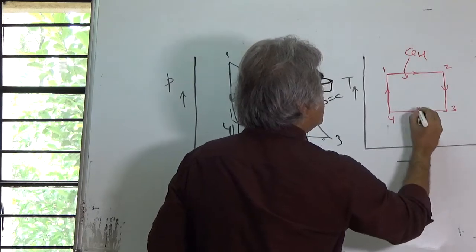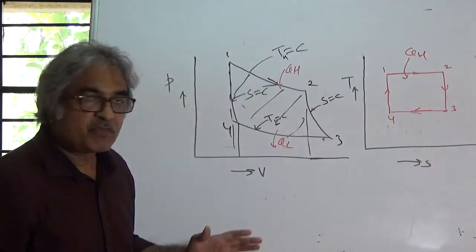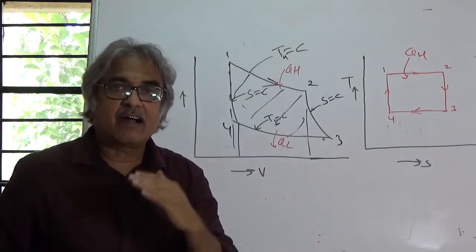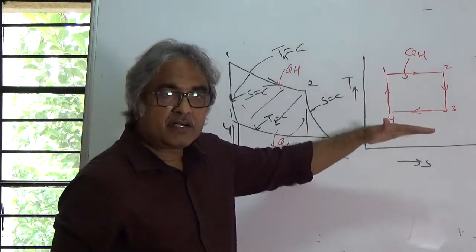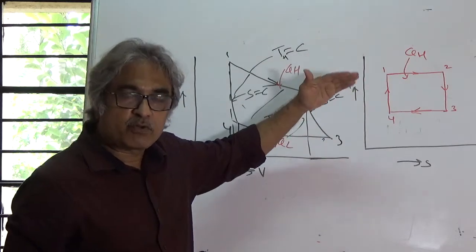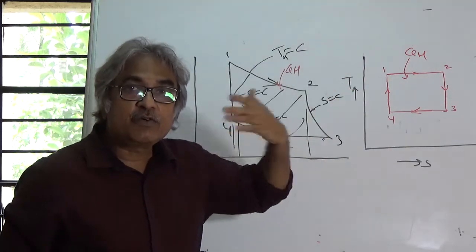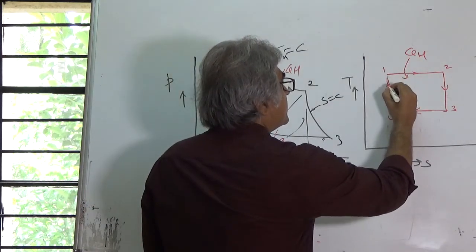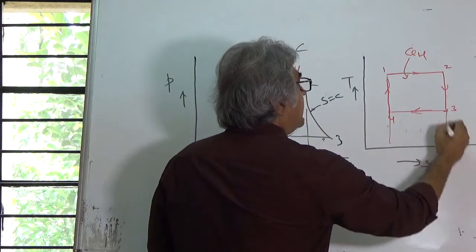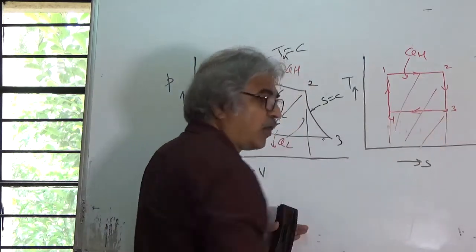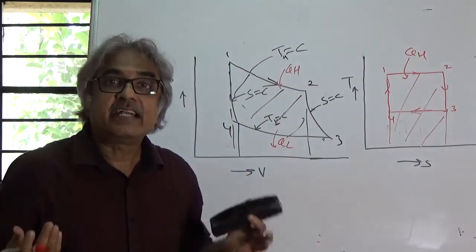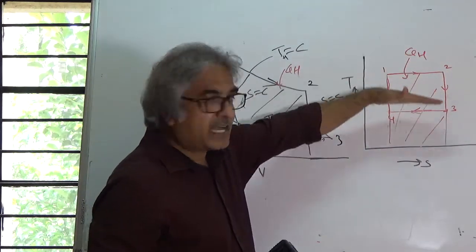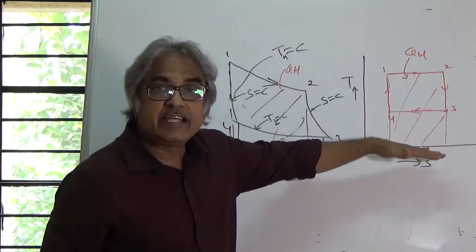So this is a Carnot cycle on a TS plane, and we just said that the area under a process line on a TS plane tells you heat transfer. So if you see 1 to 2, what is the area under this? This is the total area, right? What does it tell you? It is heat supplied, because during 1 to 2 heat is supplied. So the area under the process line 1 to 2 is heat supply.